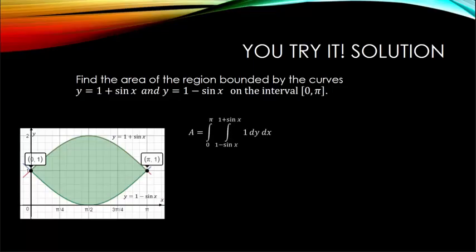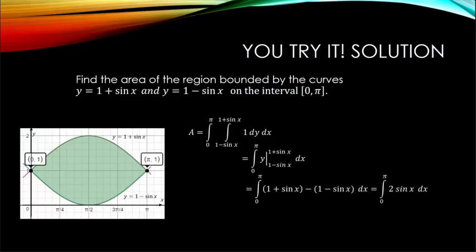I simply have to compute the area equal to the integral from 0 to pi of the integral from 1 minus sine x to 1 plus sine x of 1 dy dx. This gives me the integral from 0 to pi of y evaluated from 1 minus sine x to 1 plus sine x dx. My integral becomes the integral from 0 to pi of 1 plus sine x minus the quantity 1 minus sine x dx.